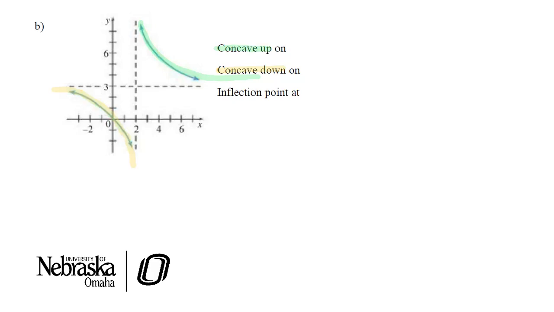Notice there is no inflection point because we're changing at this vertical line x equals 2, but there's no actual point. So we can have a change in concavity without an inflection point, right? Because the function value does not exist at x equals 2. But we are still concave up from 2 to infinity and concave down from negative infinity to 2.